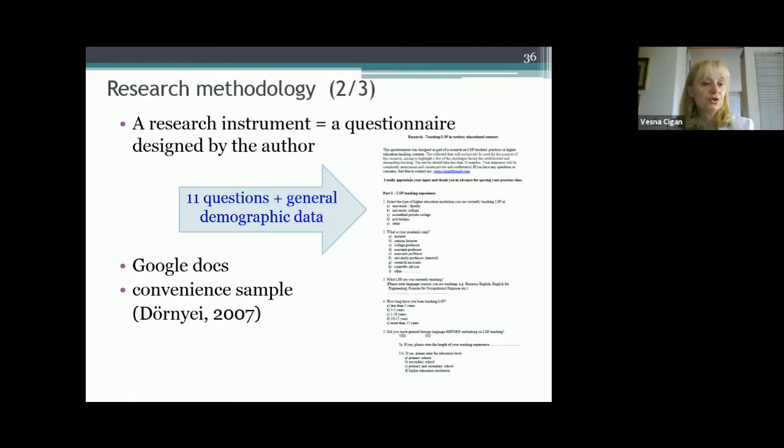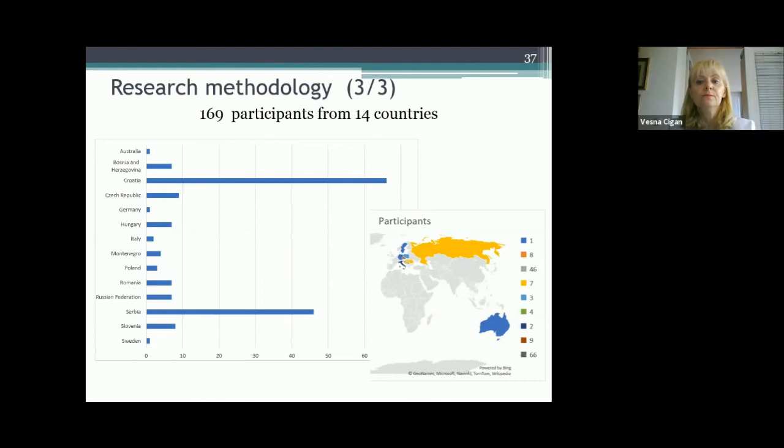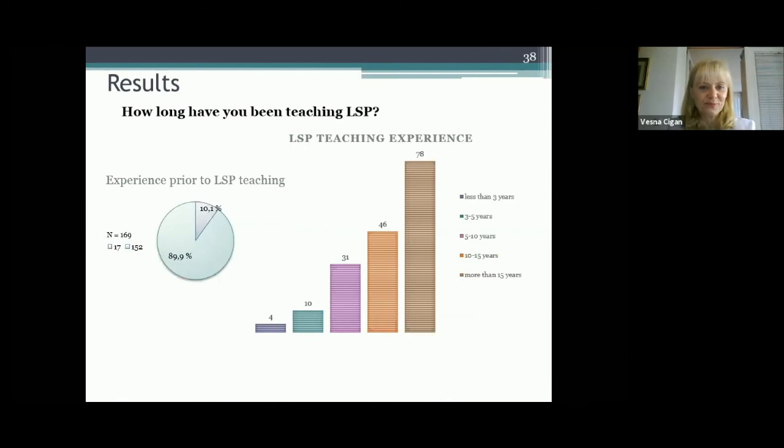It consists of 11 questions, 60 items, and a set of standard demographic data. The survey was conducted online by means of Google Docs. The research sample was a convenience one and included 169 LSP teachers from 14 countries. The majority of participants are from Croatia, then from Serbia, Slovenia, Czech Republic, Russia, and others as well. At this point, I would like to express my sincere thanks to all colleagues who participated in the survey. Thank you very much. The following slides present the LSP teachers' replies to a couple of survey questions.